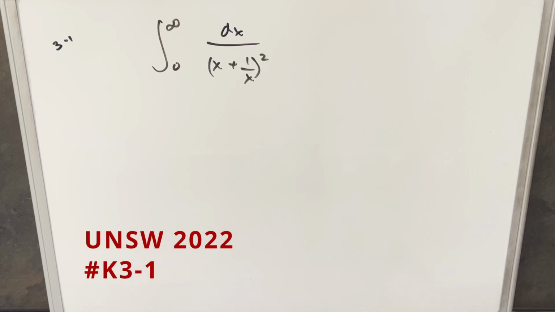Hey, we have here today an interesting integral from the UNSW Integration Bee 2022. This was knockout round 3, problem 1. We have the integral from 0 to infinity of dx over (x plus 1 over x) squared.